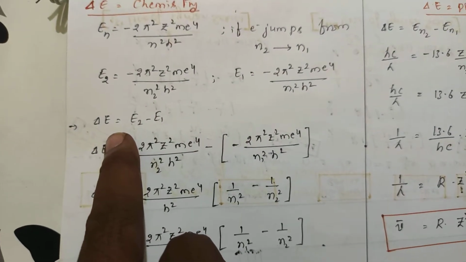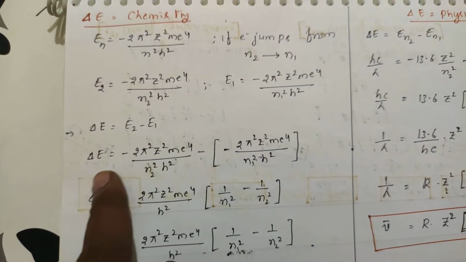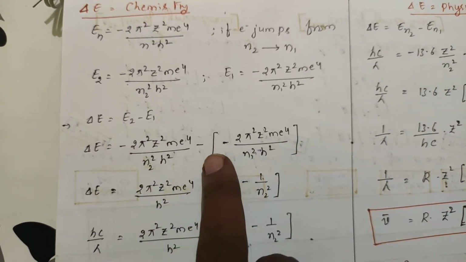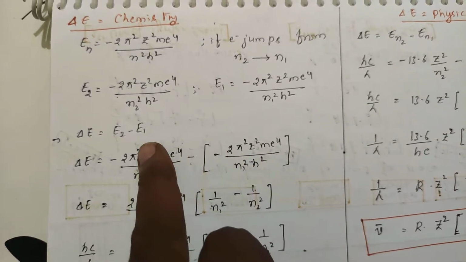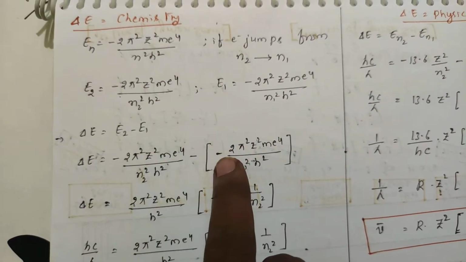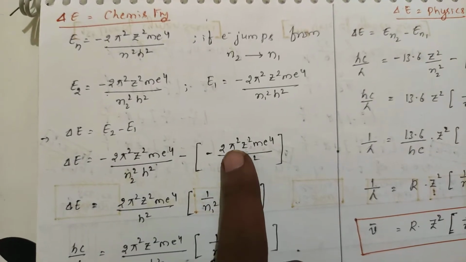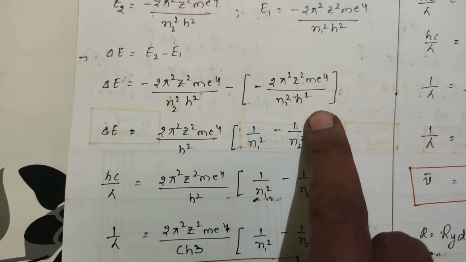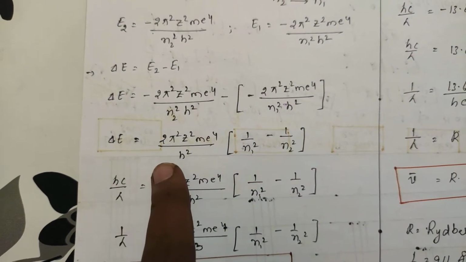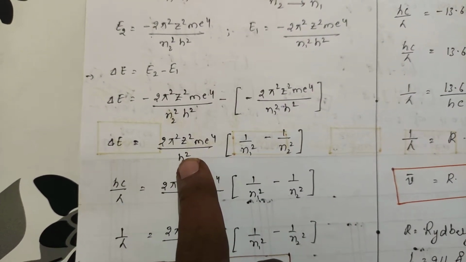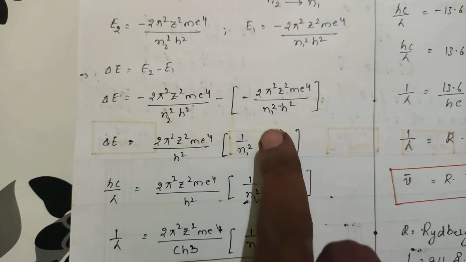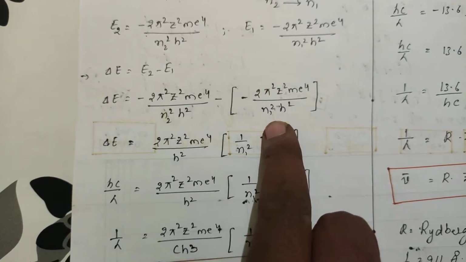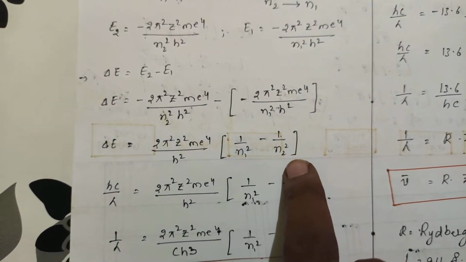What does delta E indicate? Delta E is E2 minus E1. Delta E is equal to minus 2 pi square Z square m e power 4 by n2 square h square, minus in bracket the E1 value. E1 is basically negative, right? Minus 2 pi square Z square m e power 4 by n1 square h square. Right, students? Then delta E will be equal to 2 pi square Z square m e power 4 by h square, the common term that I am taking out, times 1 by n1 square, because minus of minus gives plus, minus 1 by n2 square.